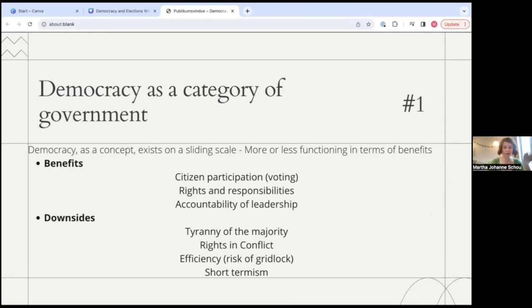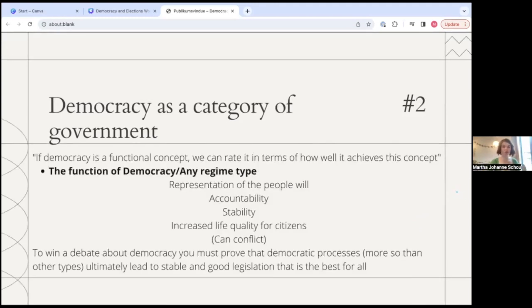For example, whether you have benevolent dictatorship or an unstable democracy, you can weigh out in terms of you might have more efficiency and long-termism on one side, but on the other hand, you don't have rights and you don't have accountability of leadership. So weighing that out, and especially doing good characterization of what the people's lives in these different worlds end up like, is especially important for these types of debates. So the function of a democracy, or the function of any regime type, can be boiled down to, I can't count, four things. Firstly, this idea that they should represent the will of the people.